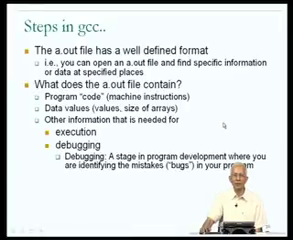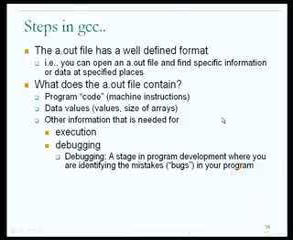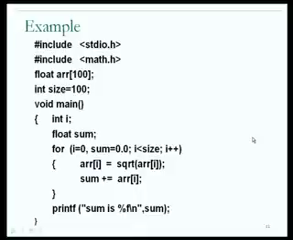Some of you who have written programs and had to fix the mistakes in them will know that debugging is the stage in program development where you are identifying the mistakes or bugs in your program. And in debugging, you identify the mistakes and you correct them, so that the net result is, after debugging, you have a correct version of the program. So it's possible that the a.out could be generated so that it contains some information which will be of help to you when you are debugging a program.